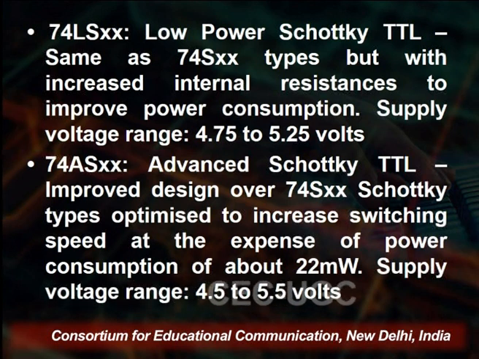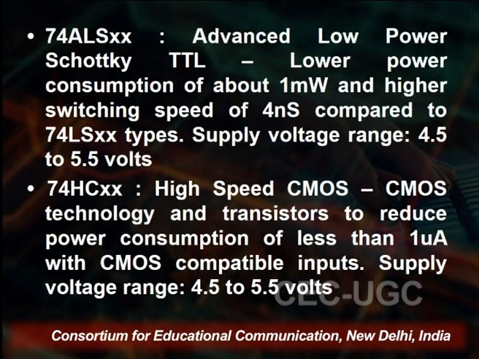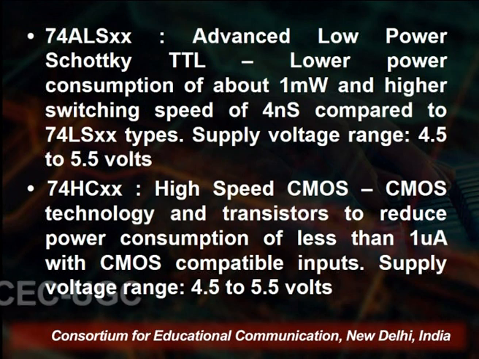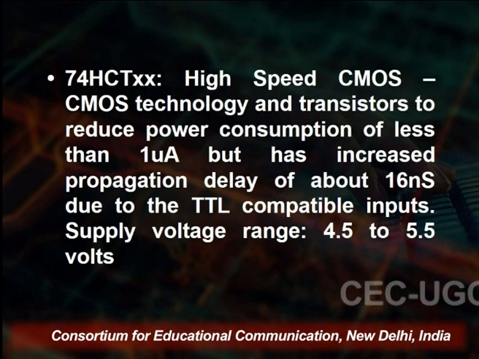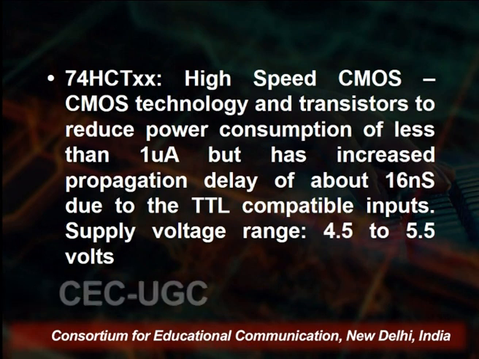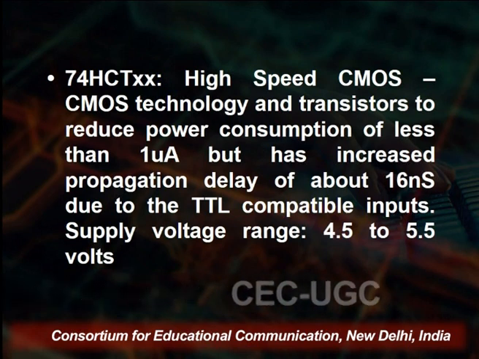The 74ASXX is advanced Schottky TTL, an improved design over the 74SXX Schottky type, optimized to increase the switching speed at the expense of power consumption. Moreover, there is the 74ALXX advanced low power Schottky TTL, the 74HCXX high speed CMOS, and the 74HCTXX high speed CMOS technology, using transistors to reduce power consumption to less than 1 microampere. These are the ICs which we can use in digital circuits.